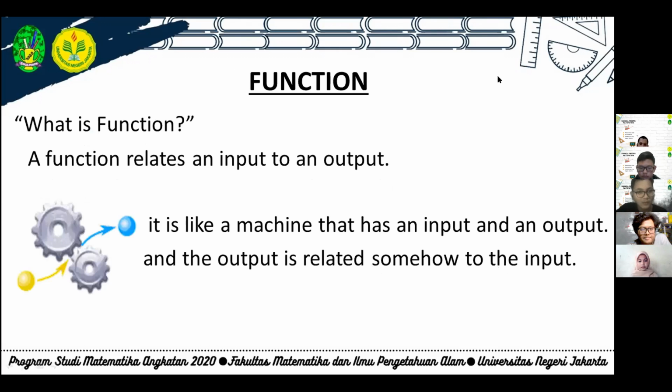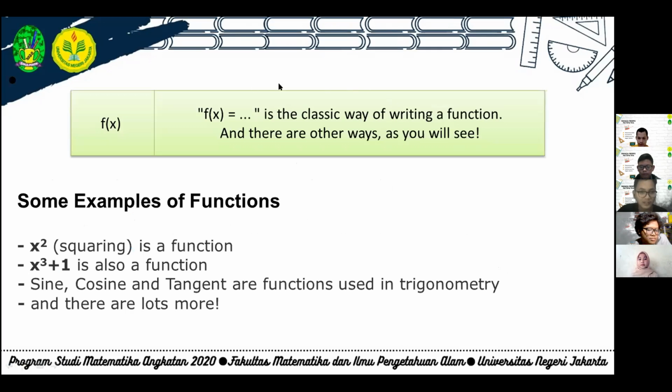What is a function? A function relates an input to an output. It's like a machine that has an input and an output, and the output is related somehow to the input. This is any function f(x). f(x) is the classic way of writing a function, and there are other ways, as you will see.